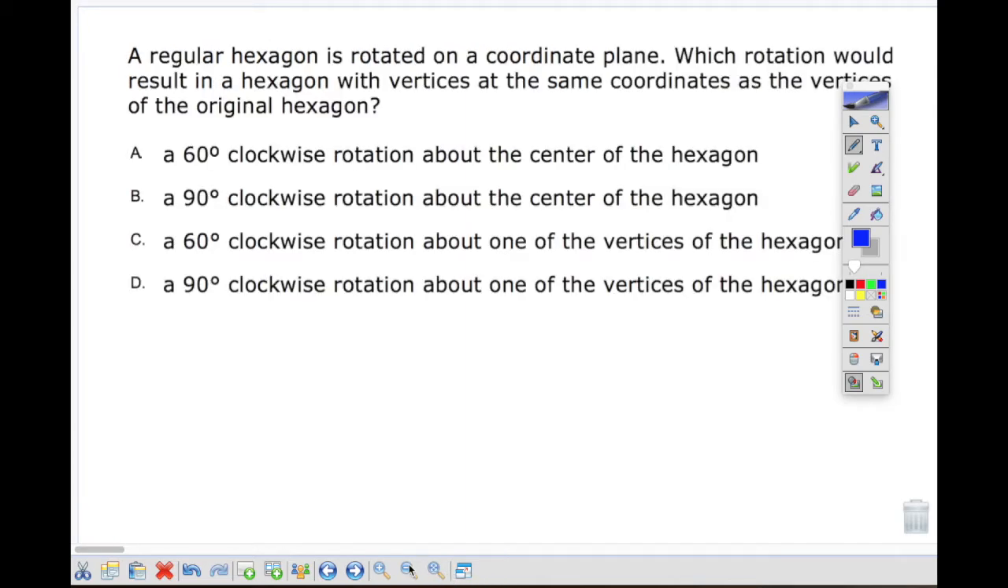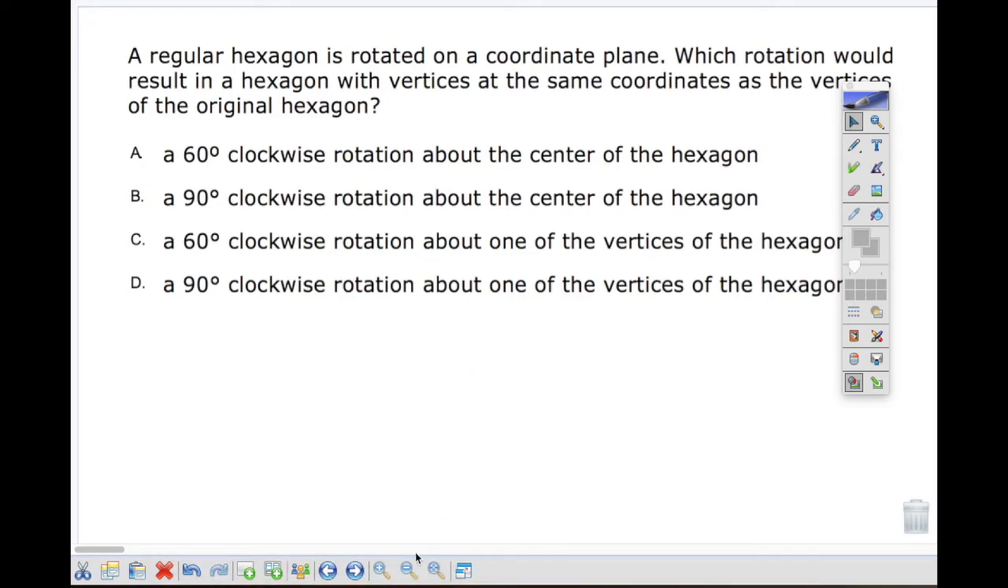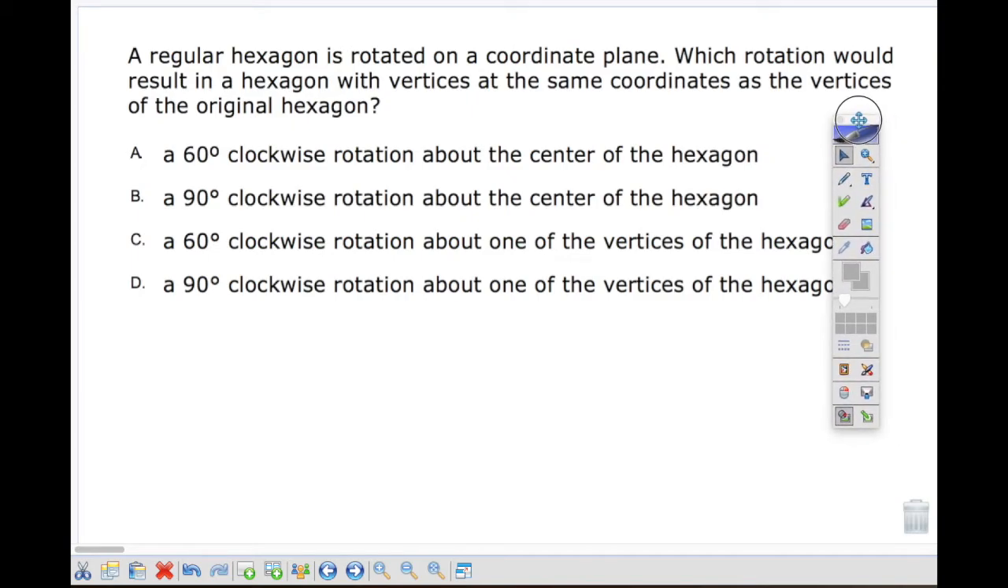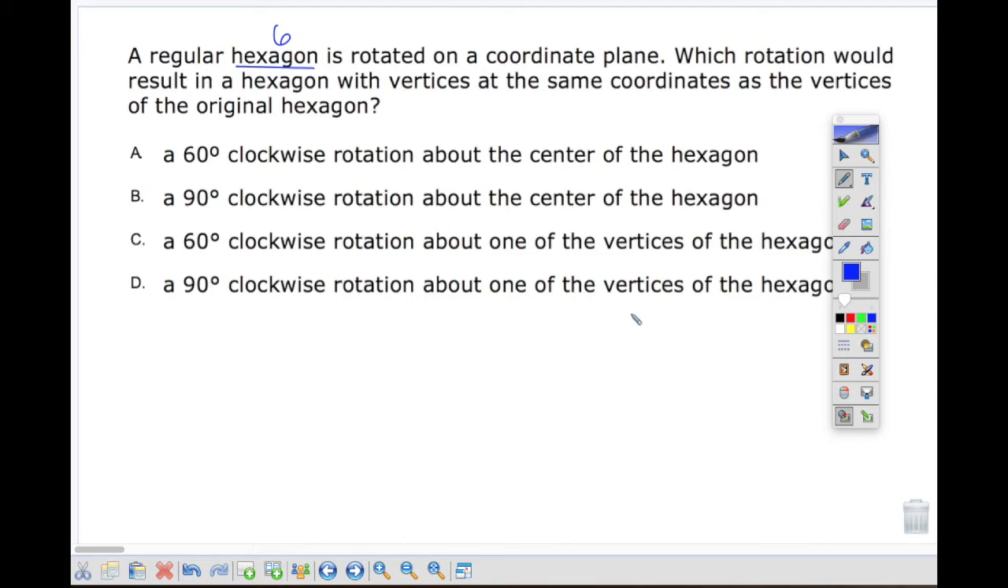A regular hexagon. A hexagon means there are 6 sides. A regular hexagon is rotated, and which rotation would result in a hexagon with the same coordinates as the original hexagon? Okay, again, a hexagon has 6 sides. So that means we would need to use the formula 360 degrees divided by the number of sides.